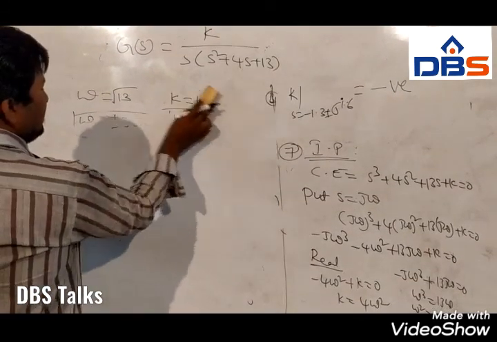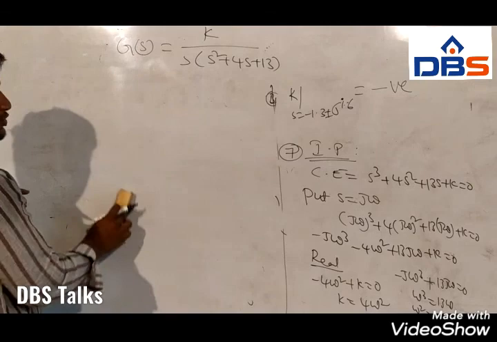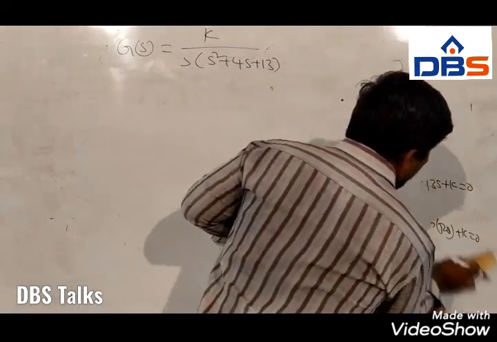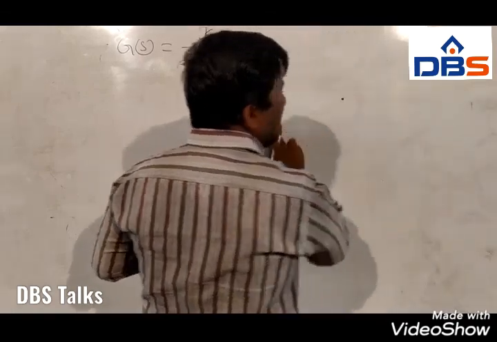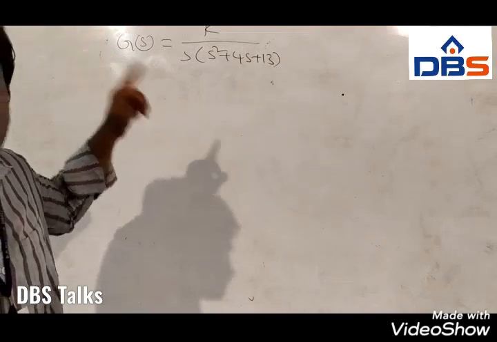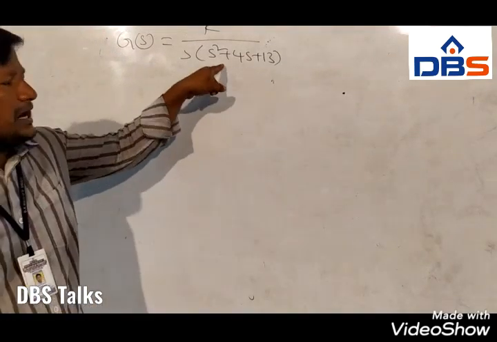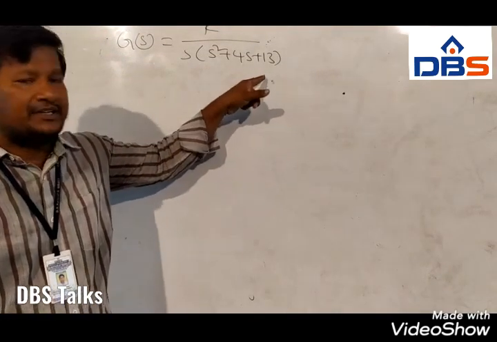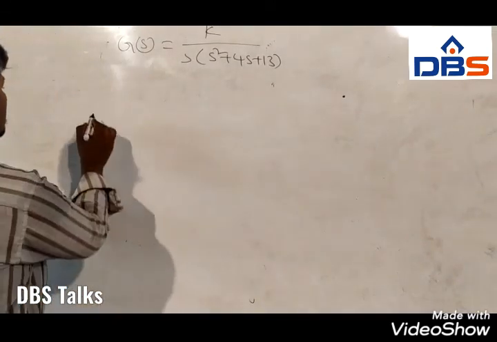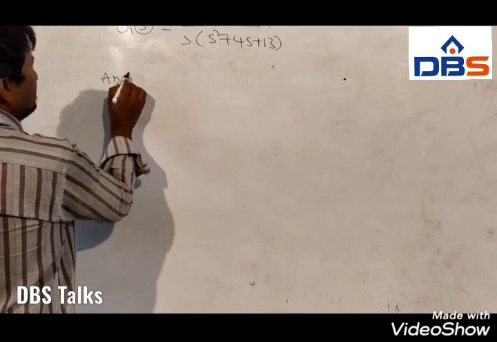And the last one is, we have to calculate the angle of departure and angle of arrival. In the previous problem, there is no angle of departure and angle of arrival because there were no complex poles and complex zeros. But coming to this problem, complex poles are appearing. That's why we have to calculate the angle of departure phi d. So now, angle of departure.